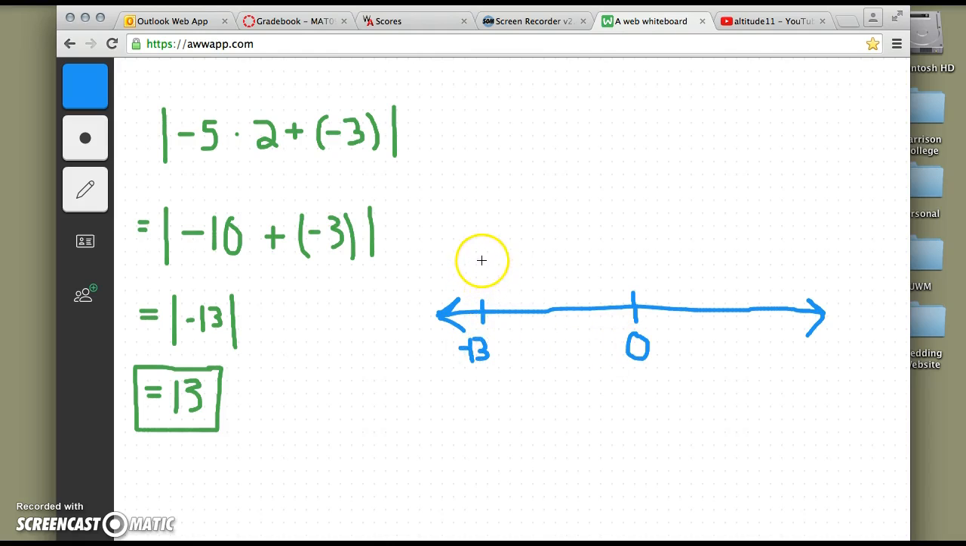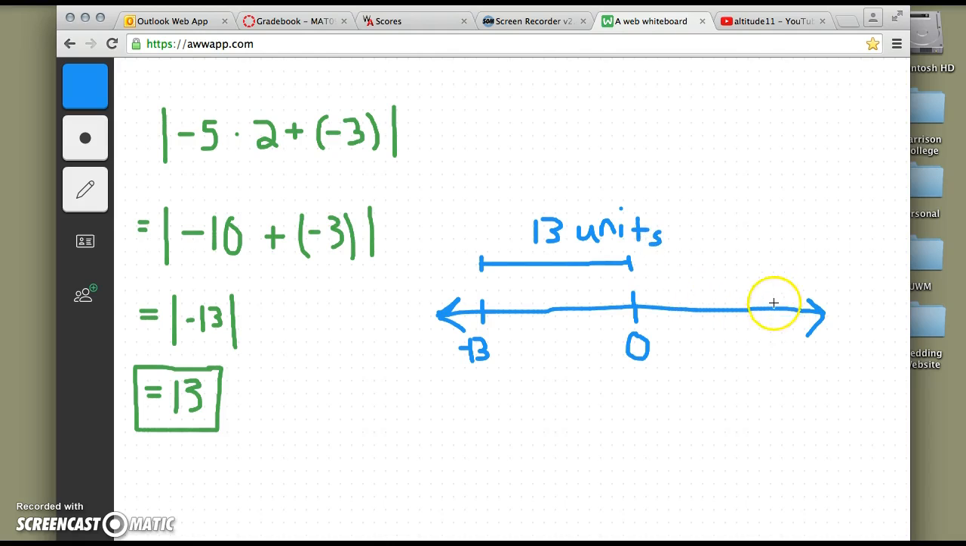But if somebody asks you, what is the distance between these two numbers? How far apart are they? If you think about it in terms of a distance, well, a distance can't be negative. It always has to be positive. There are 13 units in between 0 and -13. So that's how the absolute value is defined.